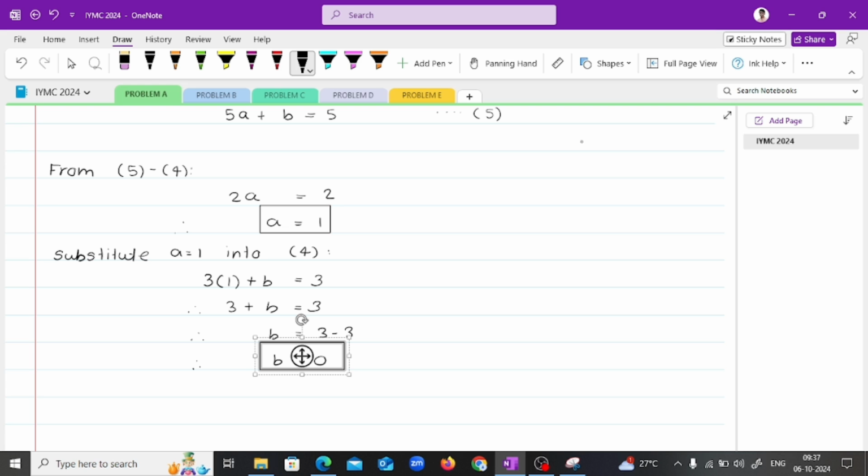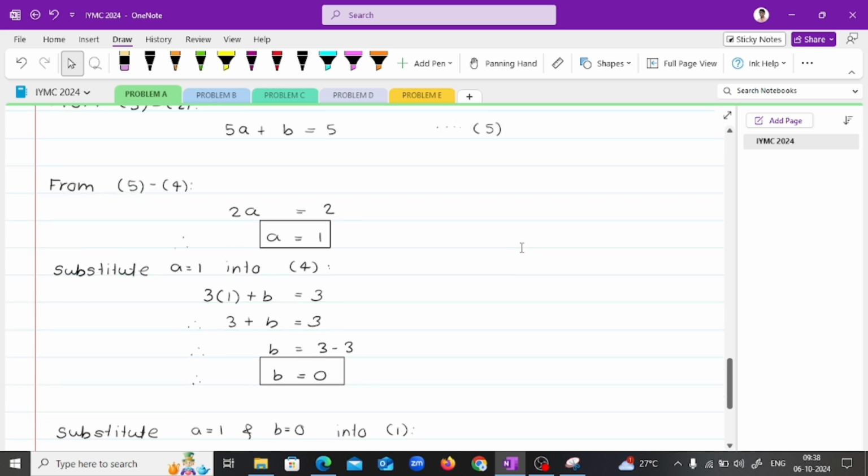Now we will find the value of c by substituting the value of a is equal to 1 and b is equal to 0 in any of the above equations. For the sake of convenience, I will substitute it in equation number 1. So substitute a is equal to 1 and b is equal to 0 into equation 1.